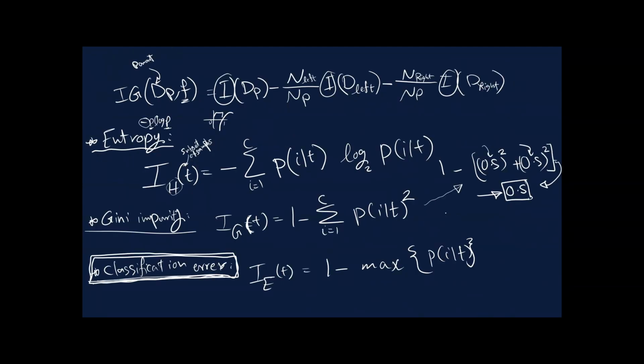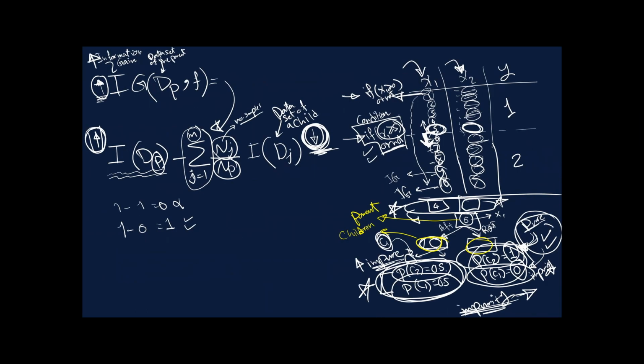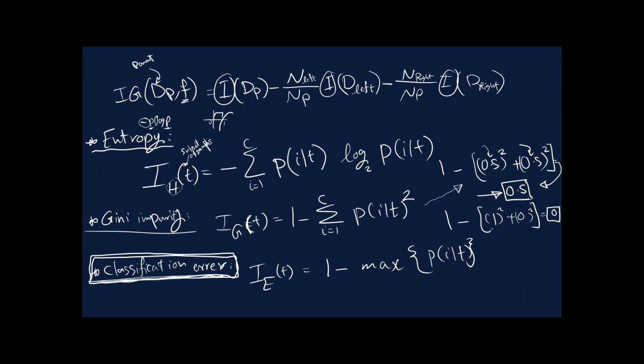Let's plug in the other two numbers, 1 and 0. So it would be 1 minus the first one, 1 squared plus 0 squared, which is 1. So it would be 1 minus 1, which is 0. And that's good, because now you see that the impurity is at its highest when the probabilities are equal, when there is a mix of the two, and the impurity is 0 when the split is very pure. Is this clear? So this is just a measure of impurity.